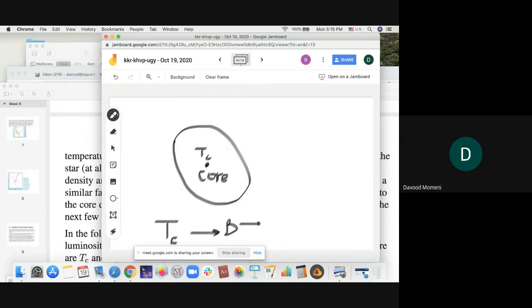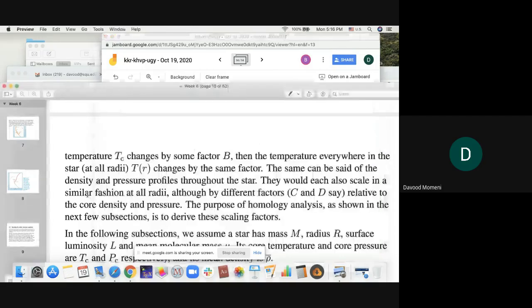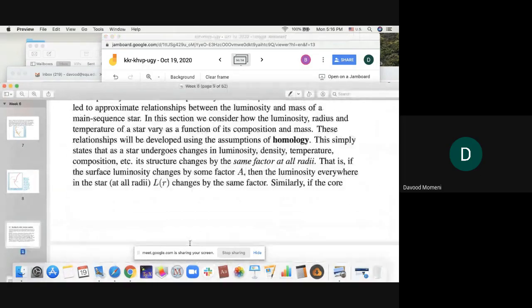times the previous value, then the homology principle says that this scaling change will also change the temperature at any other point, not only at the center, by the same factor. So T(R) will also be changed by the same factor, not only at the center, but at any other point inside the star. This is called the homology principle.